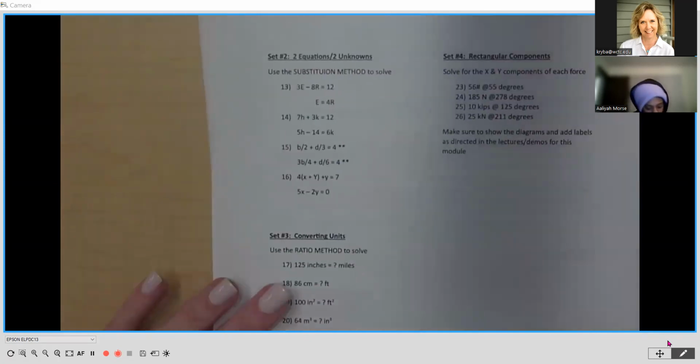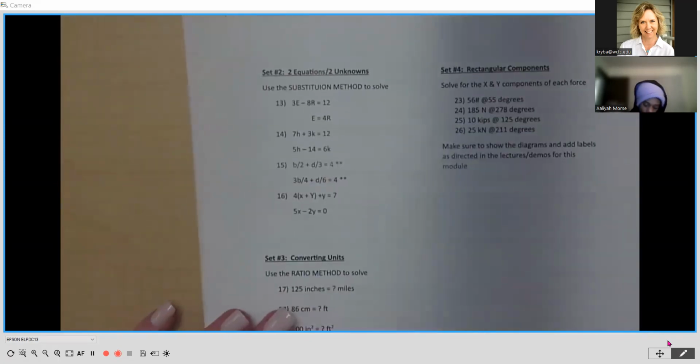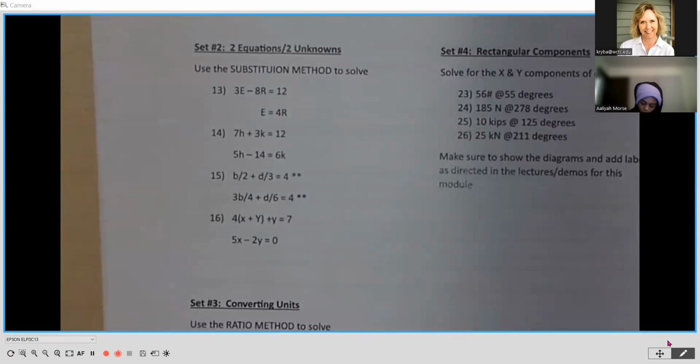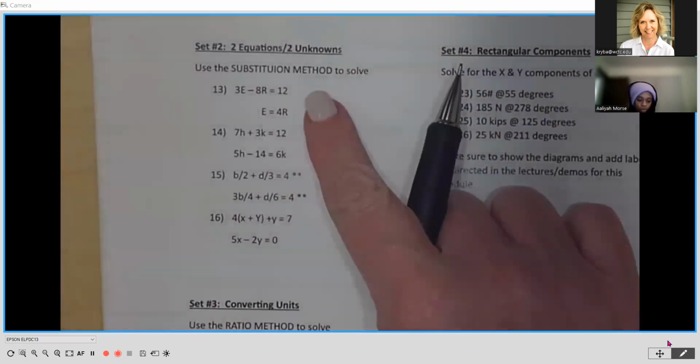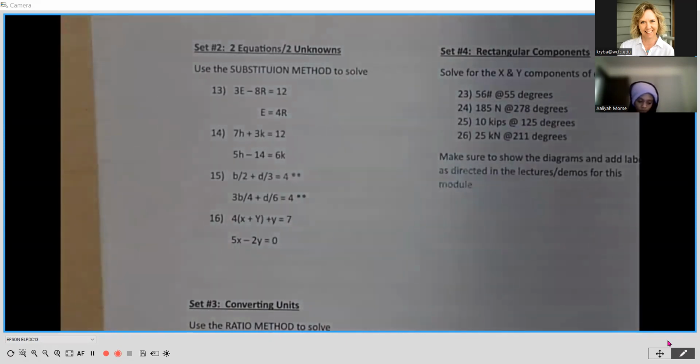On the opposite side here, you're going to notice set number 2 is looking at solving two equations with the same two unknowns using the substitution method. So you have to use a substitution method. I'm going to go through that here, and we're going to use these 4 sets of equations.